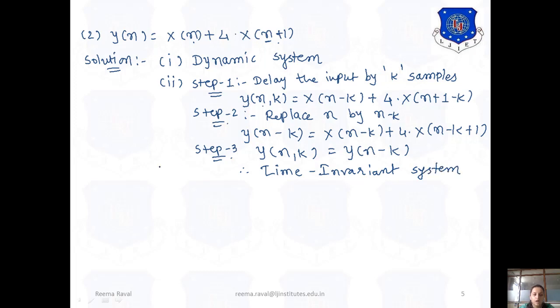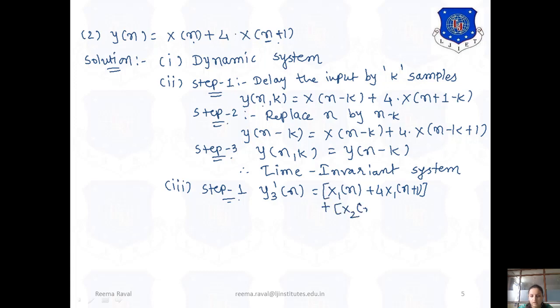Now the third is to check whether the system is linear or not. For that, step 1 is to find out y3 dash of n, that is equal to the individual inputs, that means x1 of n plus 4 x1 of n plus 1 plus x2 of n plus 4 x2 of n plus 1.